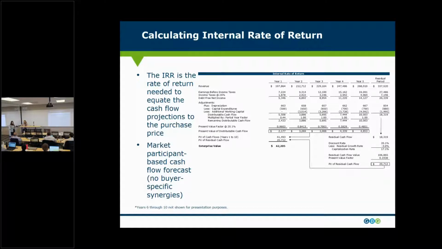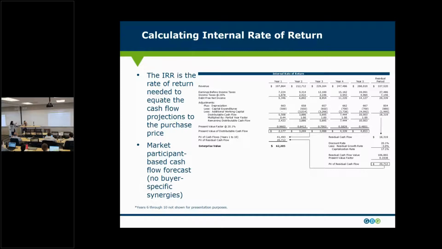Usually we're using the forecast management gave us. Sometimes it requires adjustments if there's what's called buyer-specific synergies. Just like in the real estate market with your house, if there's some very unique buyer thing that wouldn't be a market participant, maybe you're waiting on some buyer to appreciate your Elvis print, you don't include that. You think of what a market participant, what cash flows could they achieve? So that goes for revenue and expenses.